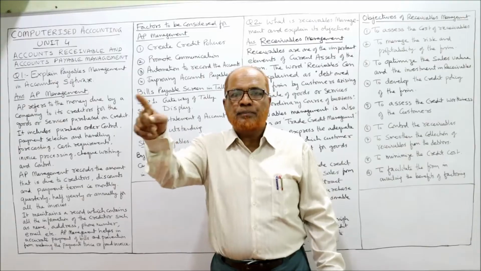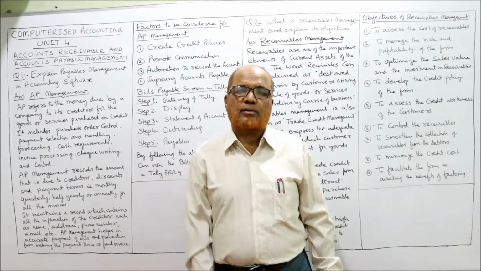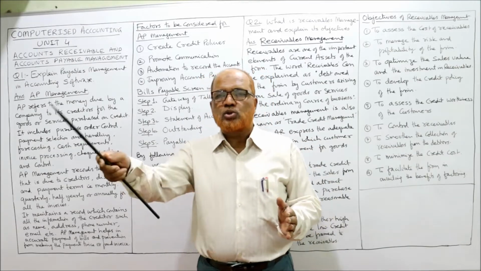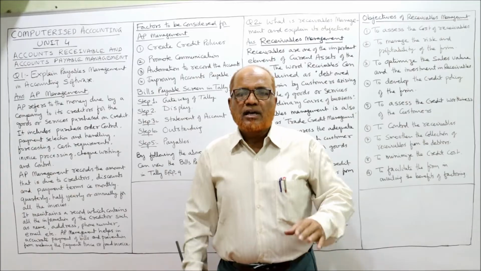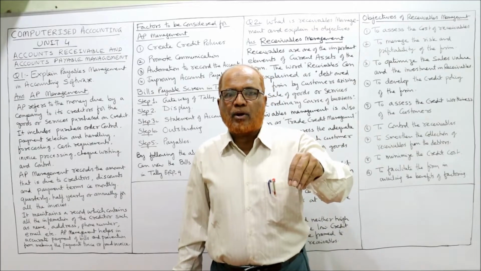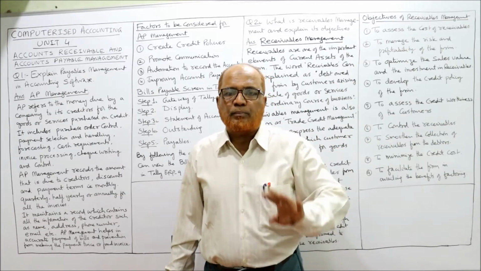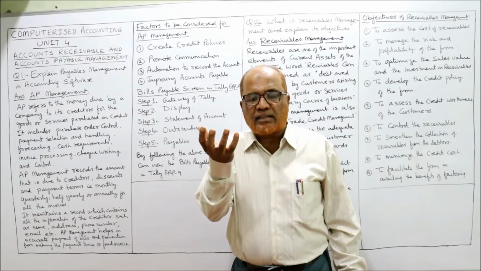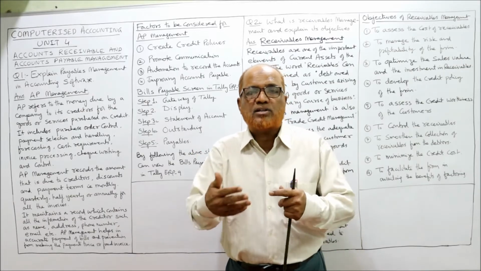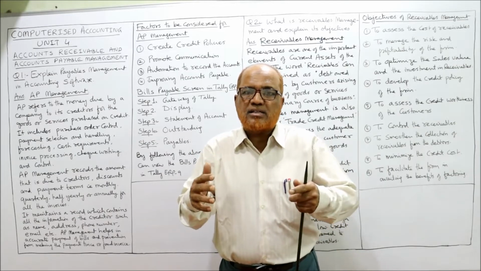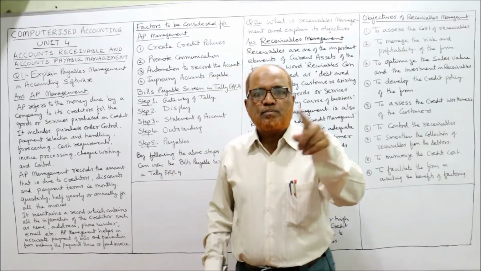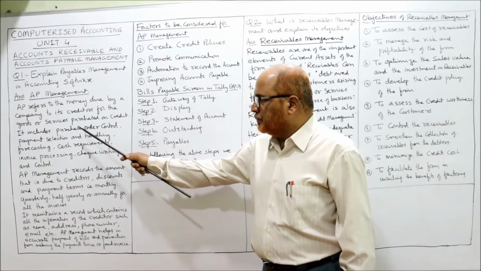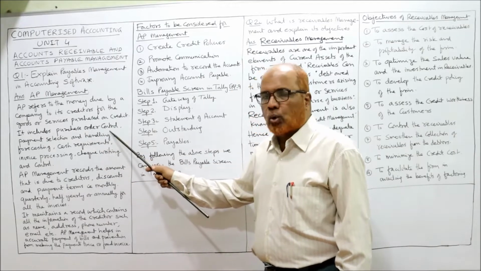Similarly, sometimes suppliers will offer a discount if we pay the amount earlier. For example, we have purchased goods from a company. The company says, if any buyer pays the amount before the due date, we will offer 5% discount. The business has to evaluate and find out whether it is advantageous to avail this discount. All these points come under accounts payable management. So it includes purchase order control.